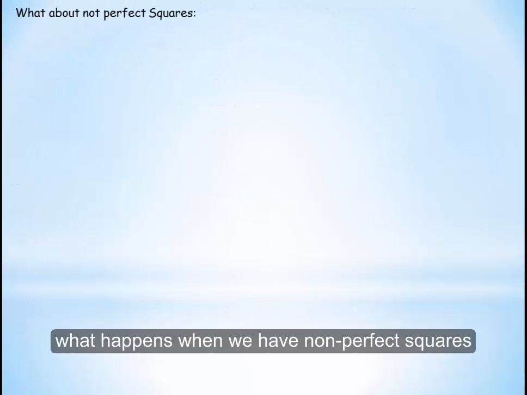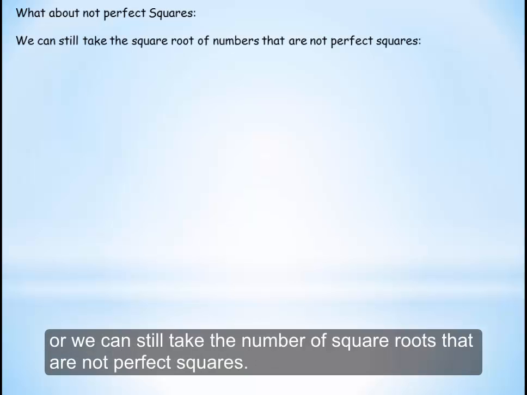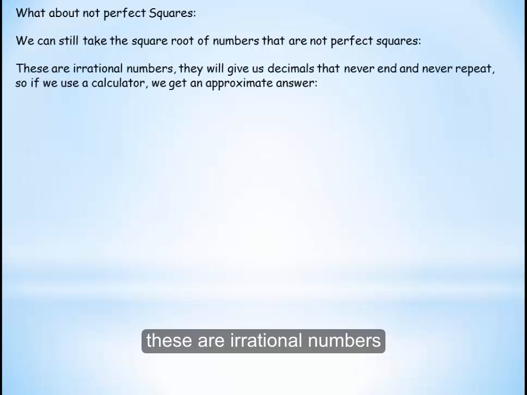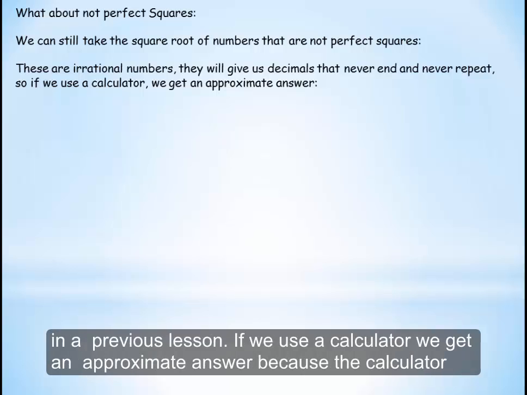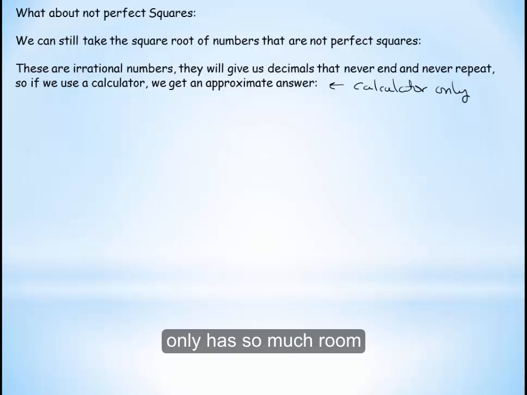But what happens when we have non-perfect squares? Well, we can still take the square roots of numbers that are not perfect squares. These are irrational numbers. They give us decimals that never end and never repeat. We talked about irrational numbers earlier in a previous lesson. If we use a calculator, we get an approximate answer because the calculator only has so much room.